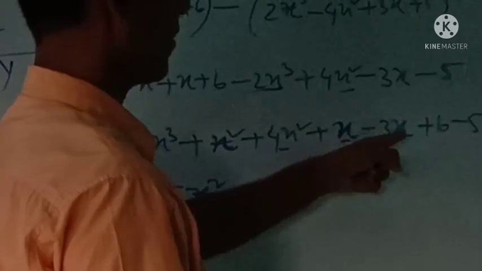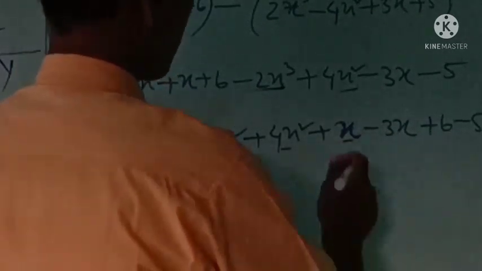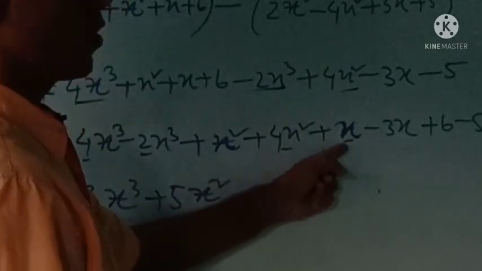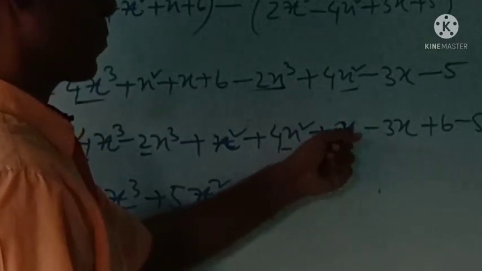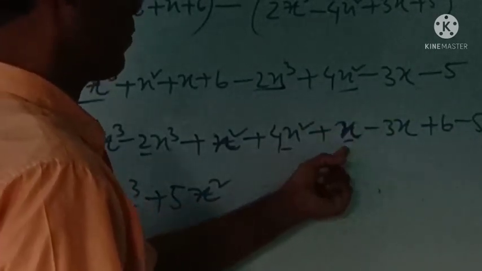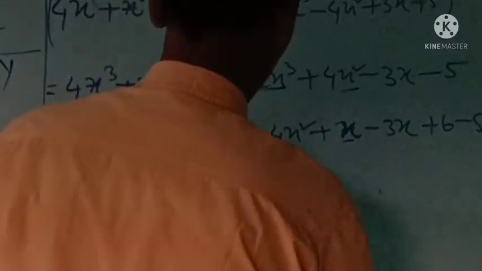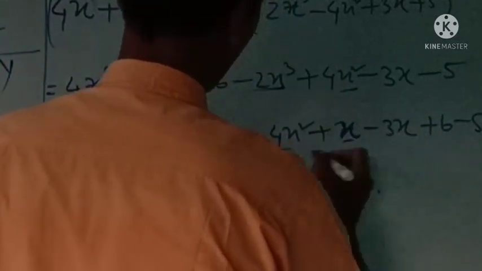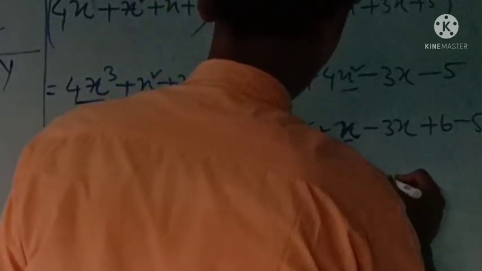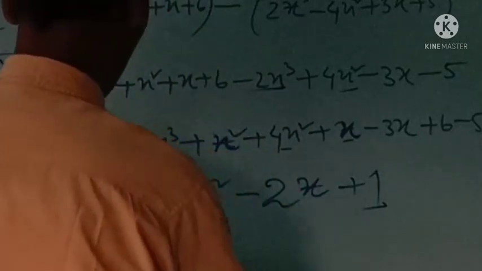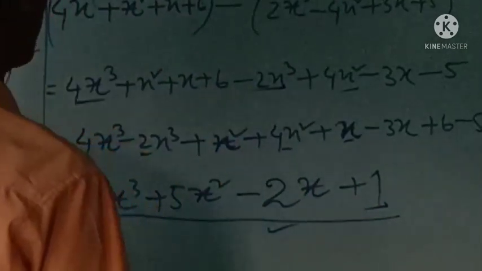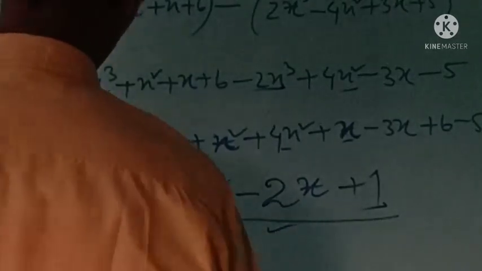Then 1x and thrice x, x minus 3x, that means here 1 minus 3, is it? It is not possible to subtract 3 from 1, so what we'll do, from 3 we'll subtract 1, we'll get 2, and the sign in front of the larger figure is negative, so we'll put negative here. We'll get here twice x, then plus 6 minus 5, 1. This is the solution for question number 3, sub question D. Okay.